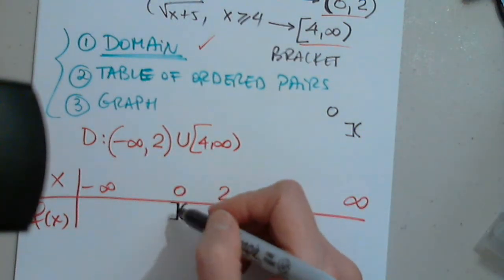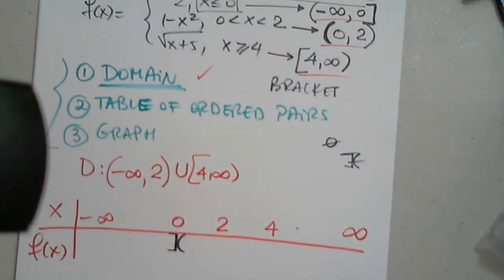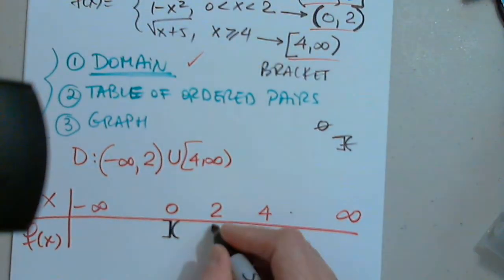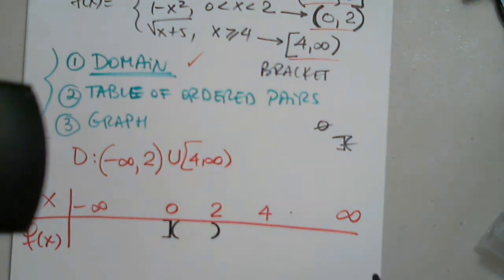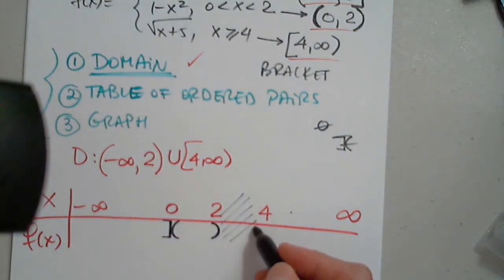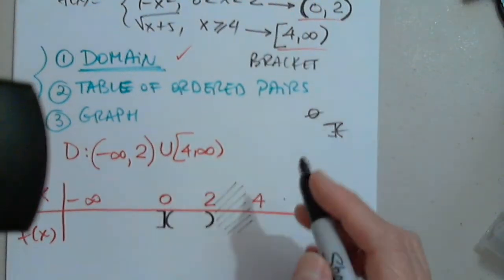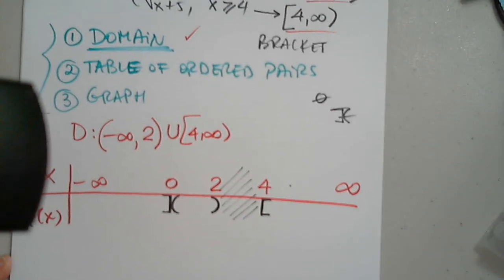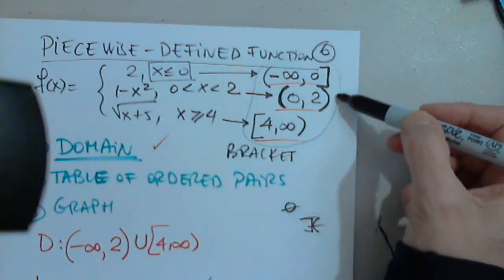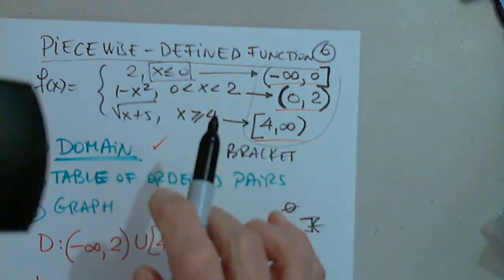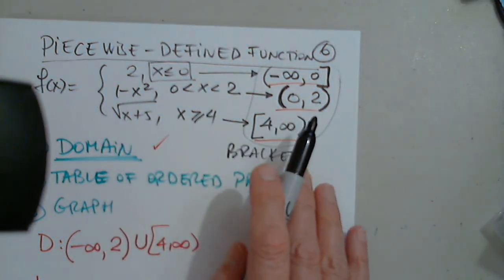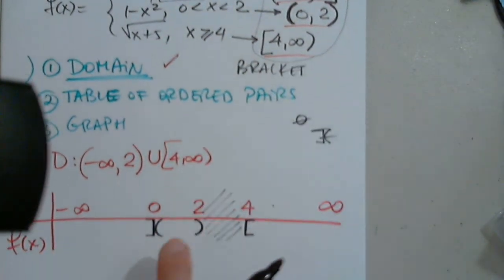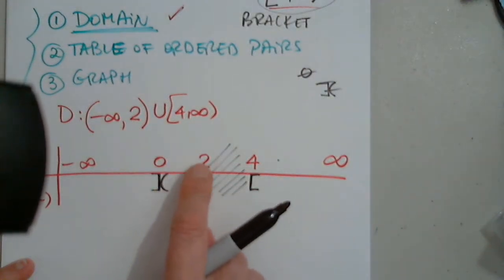Right under 0. Okay. At 2, I only see a parenthesis facing left. I don't see anything else because the function is not defined here. And at 4, I see a bracket facing right. So this transformation from the inequalities to the interval notation serves two purposes. One, for determining the domain, and the second one, to determine the symbols under each number.